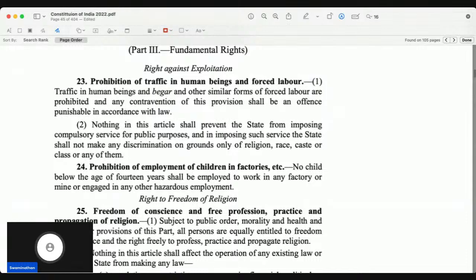So in this category, there are two fundamental rights. One is Article 23. It provides for prohibition of human trafficking and forced labor. Traffic in human beings, and begar is a term which is used for unpaid labor. For example, anyone who is forced to do labor and is not paid for it. So begar and other similar forms of forced labor, and the trafficking caused for these kinds of forced labor, shall be an offense and shall be made punishable, right? So this is under Article 23.